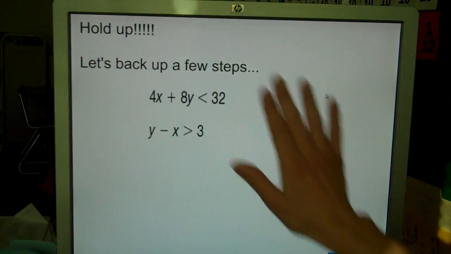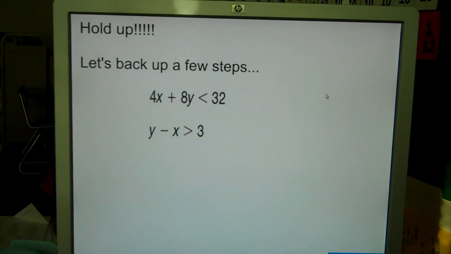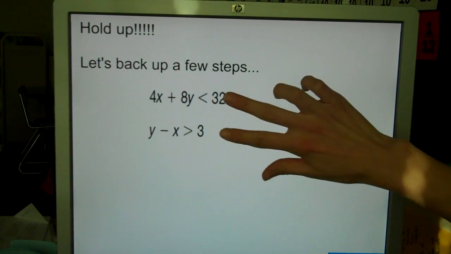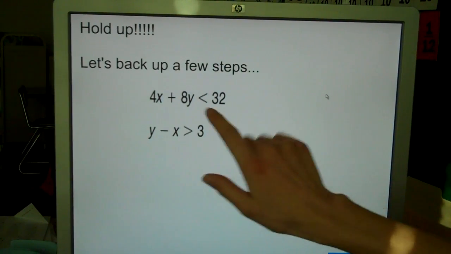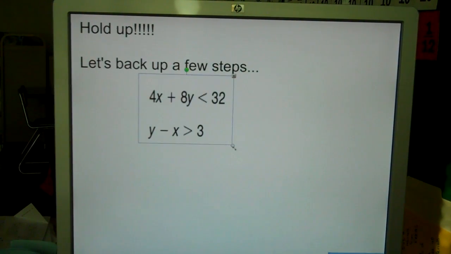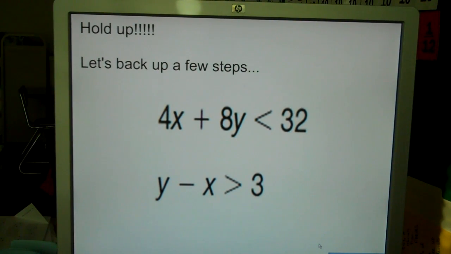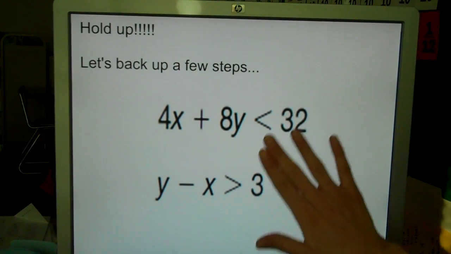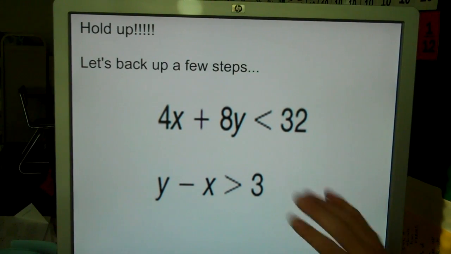Now, we need to back up a few steps, okay? Where did this all come from? Well, this is what you're going to start with. I'm going to start with not 1 inequality, but 2, okay? So here are my 2 separate inequalities. Let's see if I can make that a little bigger so you can see it, okay? We have this inequality and we have this inequality. We want to know what ordered pairs are going to be solutions for both. Not just 1, but for both, okay?